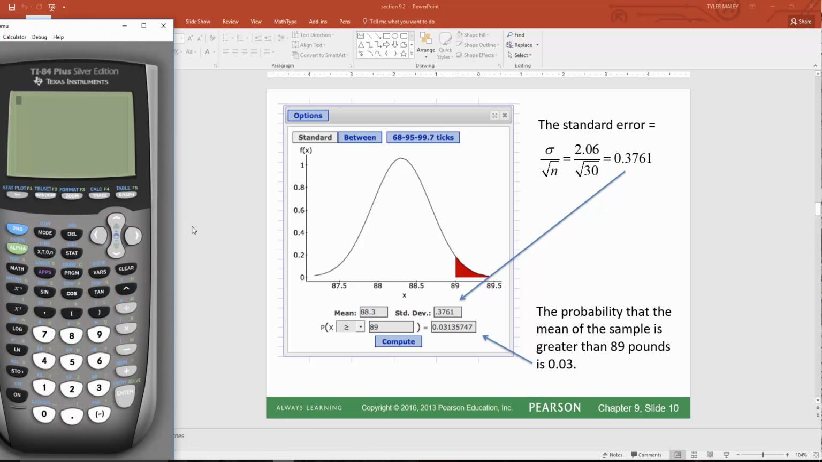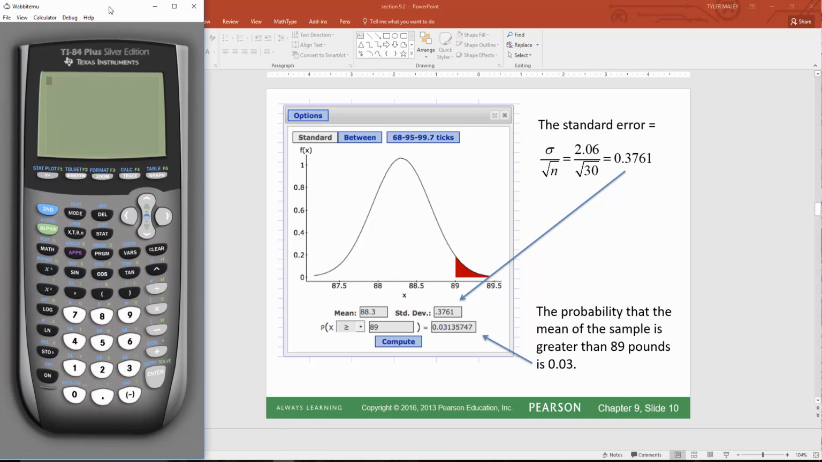If we pull up the graphing calculator, I can go to second and then distribution, and we want normalcdf, the normal cumulative distribution function. For the lower bound, we would type in 89. The upper bound would be positive infinity, which we can code as 1E99. The mean we were given is 88.3. And then the standard error we put in as the standard deviation.